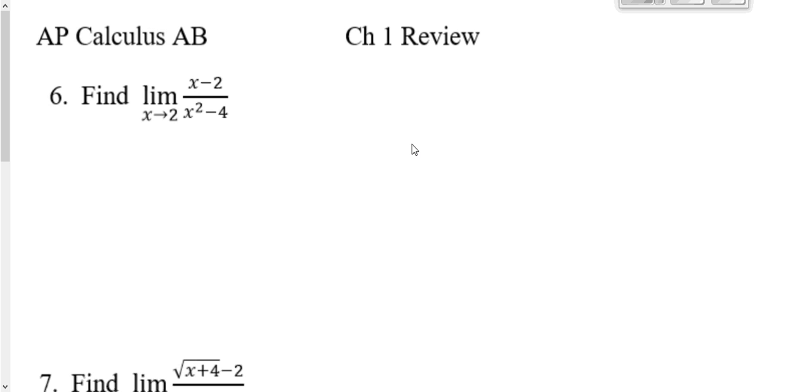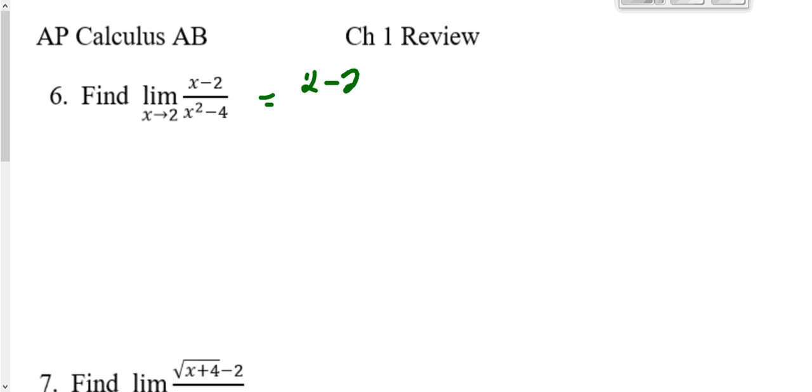Okay, continuing the Chapter 1 review, in this video we're going to look at numbers 6 through 8. So starting with number 6, it's finding the limit as x approaches 2 of x minus 2 divided by x squared minus 4. So first thing that we're going to try and do is plug in.